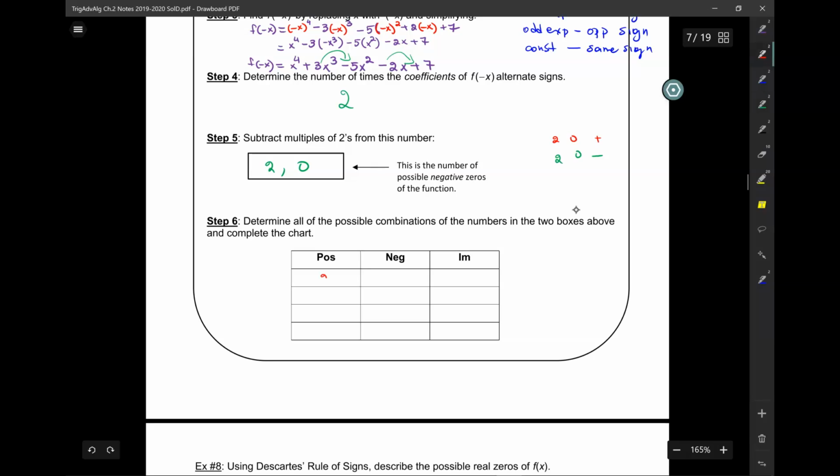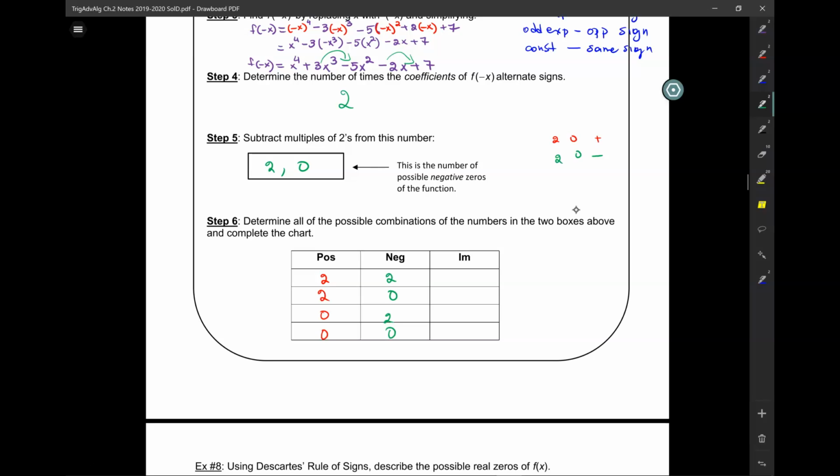The red 2 plays against the green 2, and the red 2 plays against the green 0. What other combinations are there? Red 0 with the 2. Red 0 with the 0. Cool?